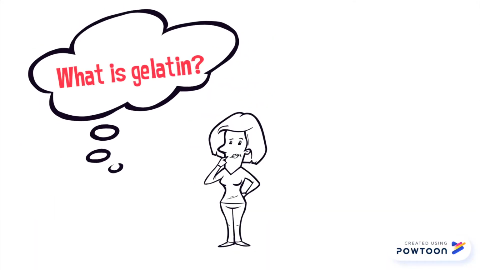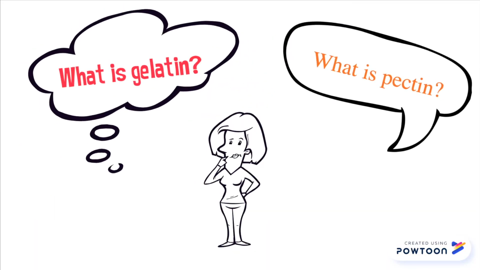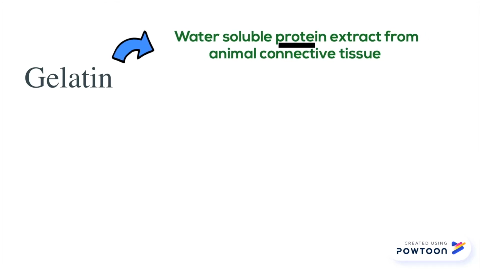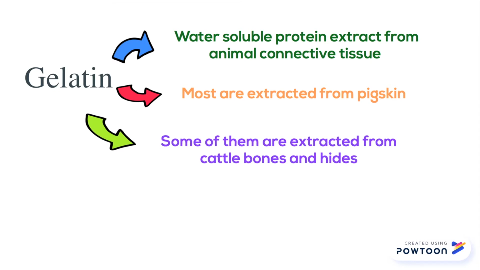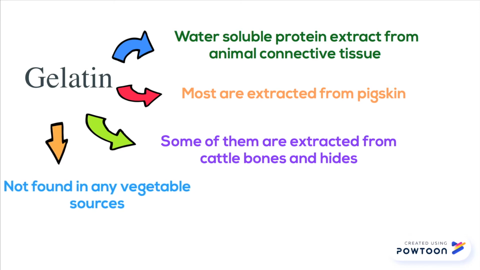So, what is gelatin and what is pectin? Gelatin. It's a water-soluble protein extract from animal connective tissue. Most are extracted from pig skin and some are extracted from cattle bones and hides. And gelatin is not found in any vegetable source.